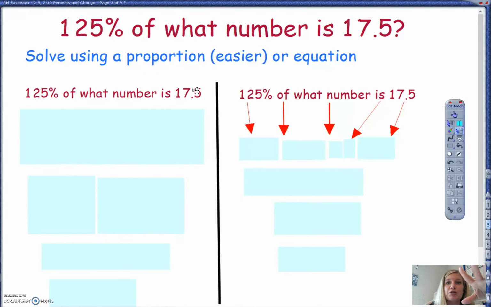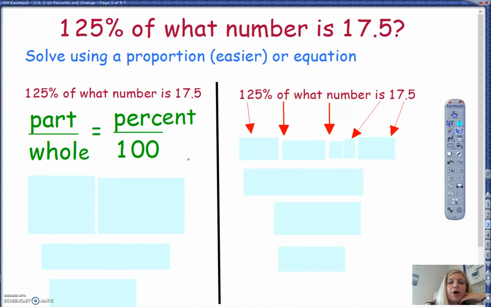So I'm going to do one side here the proportion way. Here's our proportion. It's our part over our whole equals our percent over 100. Hopefully you remember from last year, there is a hint. You should be able to read it and figure out what the whole is. The word is will always be next to your part, and the word of will be next to the whole item that we're talking about. So we fill in what we know given the problem.